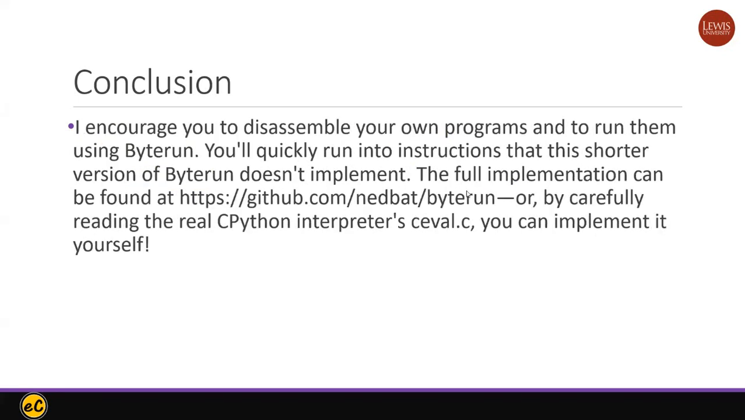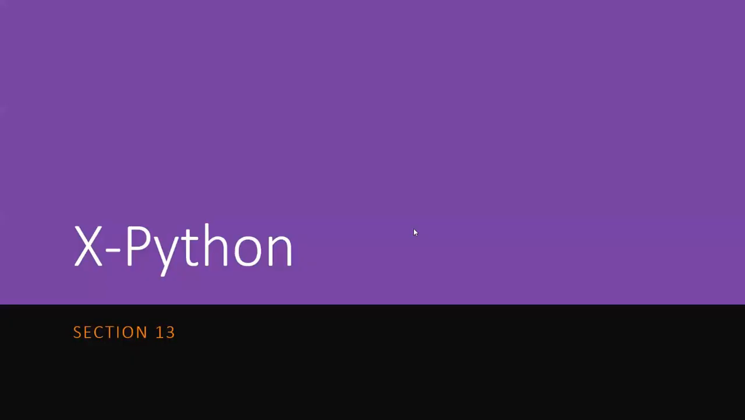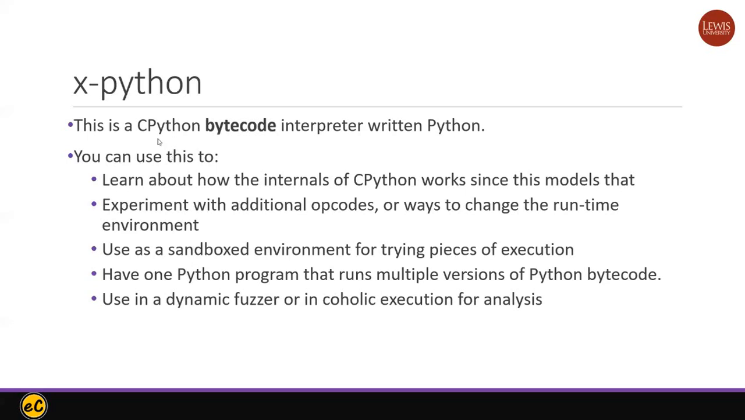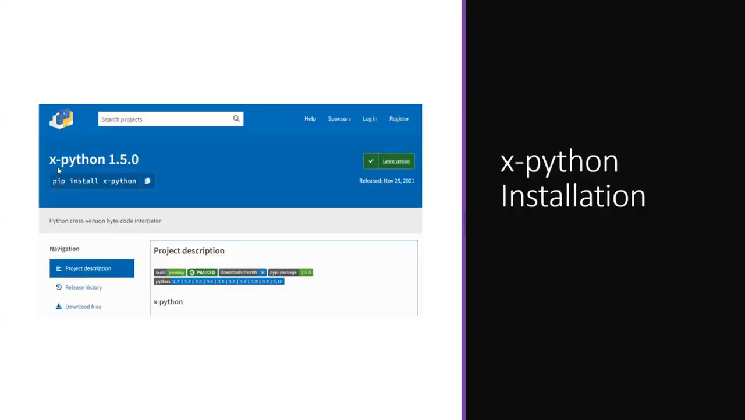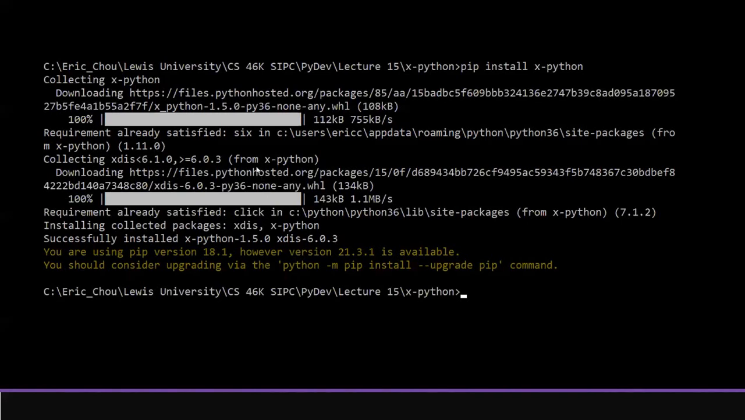Okay, so this lecture is just to talk about this virtual machine, and there is XPython. XPython is another Python that is based on CPython's bytecode, and you can download it and run it to understand. There's XPython 1.5. You download it and then install it. This one is when I installed it.